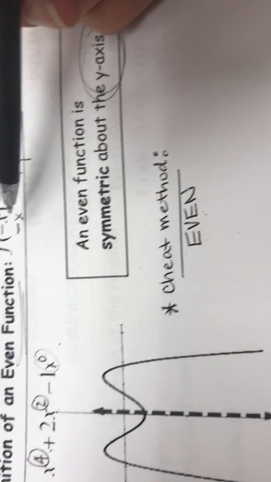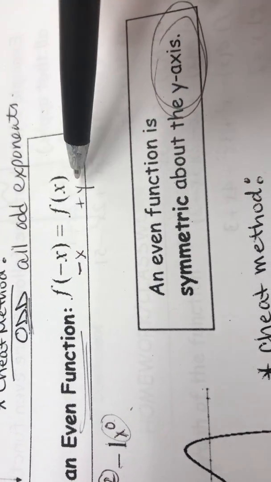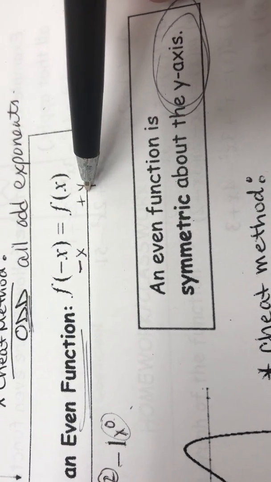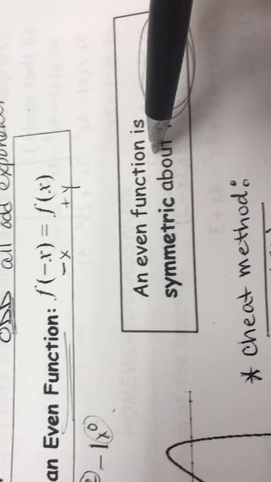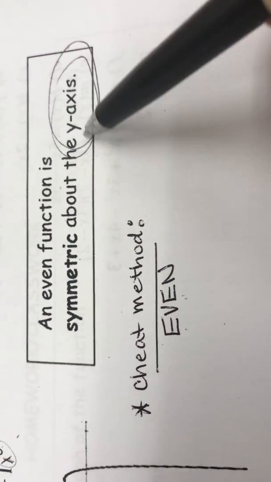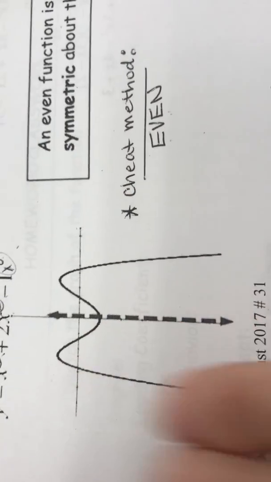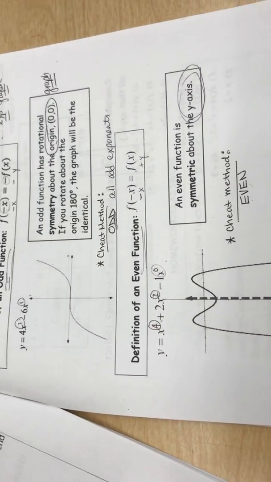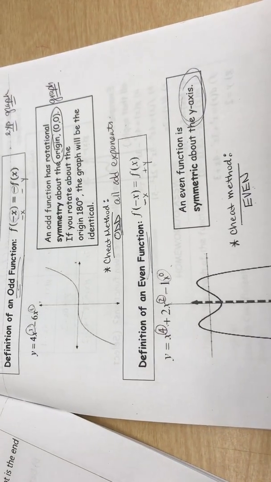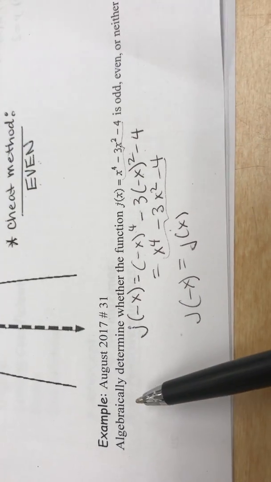The other way to do it algebraically is to look and substitute in a negative x, and if you just get the same function, meaning negative x gives you y, then it's an even function. And if you remember that symmetry from Algebra 1 and geometry, if you negate the x, you reflect on the y, meaning it's symmetric on the y. Whatever it looks like here, it looks like here, okay? Even and odd functions just deal with origin and y-axis symmetry. That's it, okay?